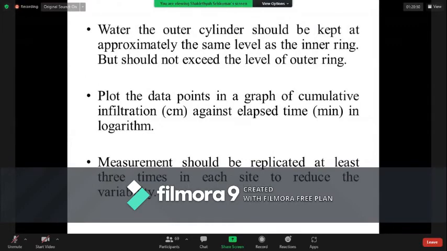The water in the outer cylinder should be kept at approximately the same level as the inner ring, but should not exceed the level of the outer ring. So you have to maintain the same water level in the inner cylinder and outer cylinder as well. Then plot the data points in a graph of cumulative infiltration against elapsed time in logarithm. Logarithm means the log table.